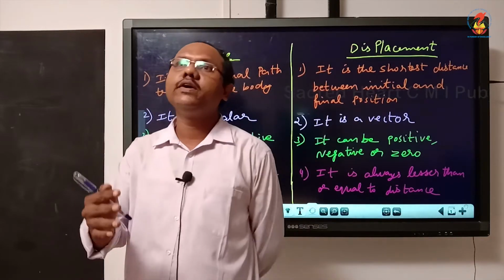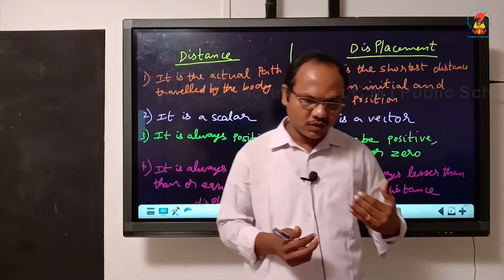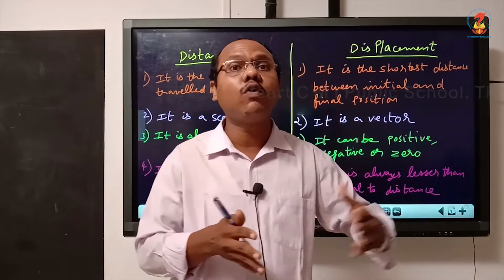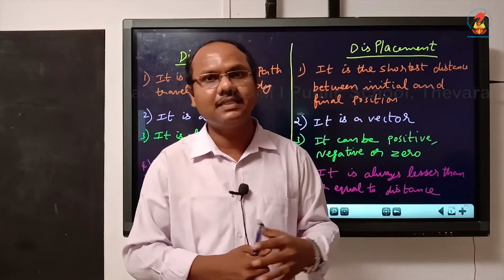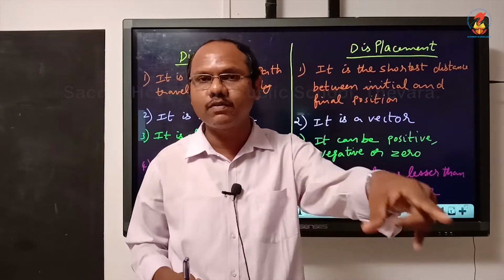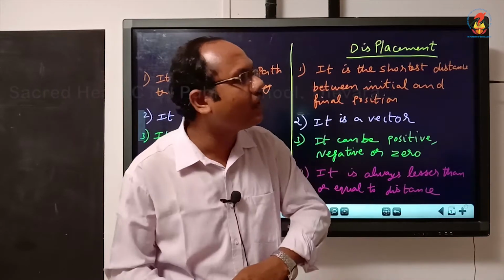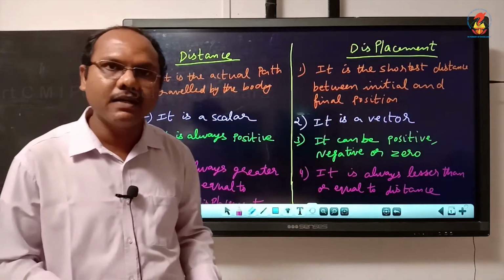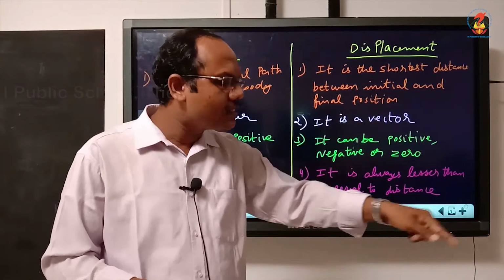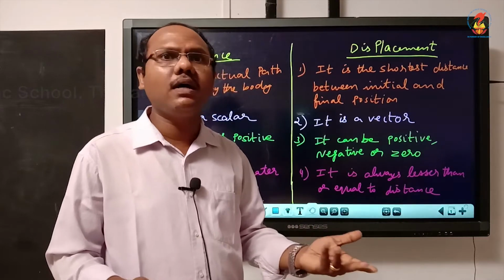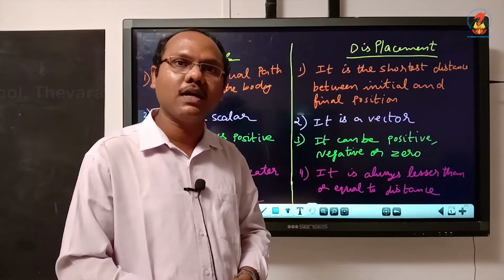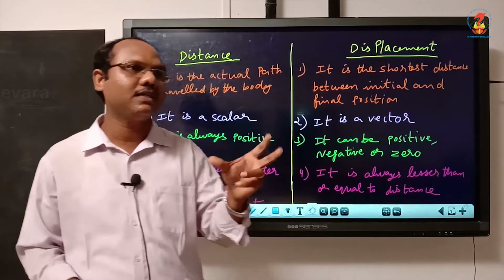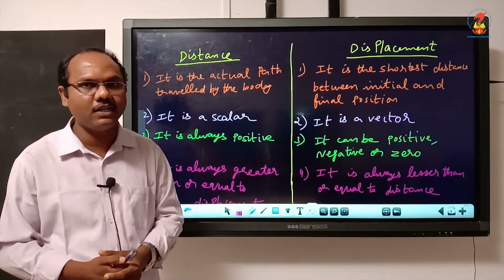So I already told you the distance from school to my home is around 40 kilometers. That is distance. Those things happen because of the curved road. But if I draw a straight line from my house to school, then that displacement may be around 15 or 20 kilometers only. So that is the shortest distance between initial and final point.